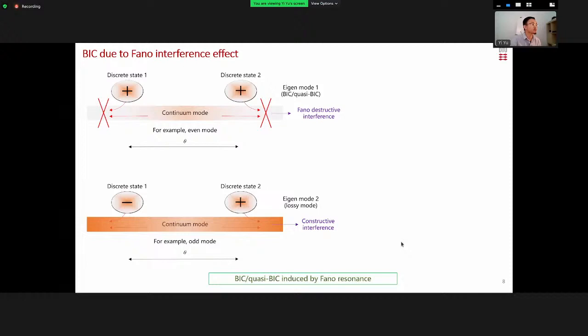And besides that, we come to the eigenmodes, because I just talked about there being two eigenmodes of the system.